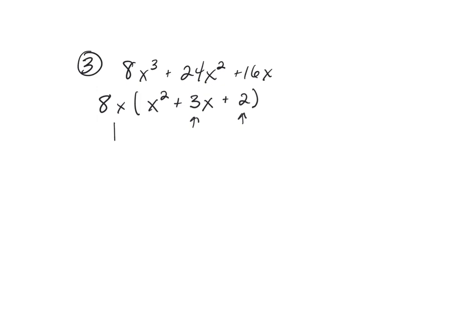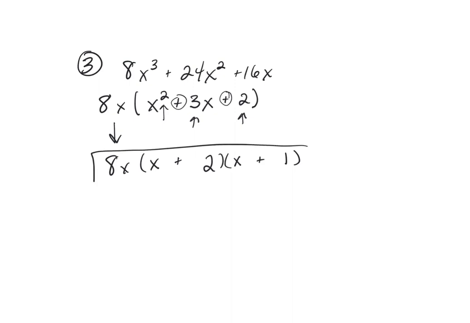So I'm going to pull my 8x down. And for this case, I know that the only two possible numbers I can use are 2 and 1 because 2 times 1 is 2 and 2 plus 1 is 3. I have an x squared here, which means that my first term on each has to be x. And because this is a case 1, both of these signs are positive.